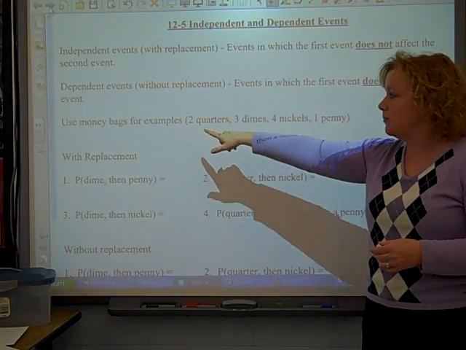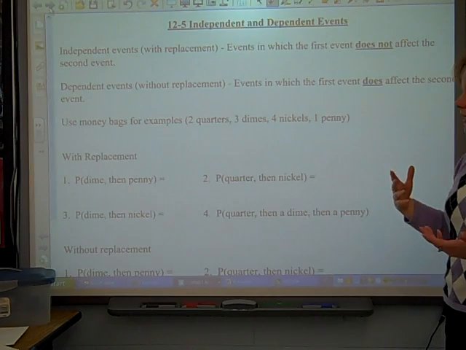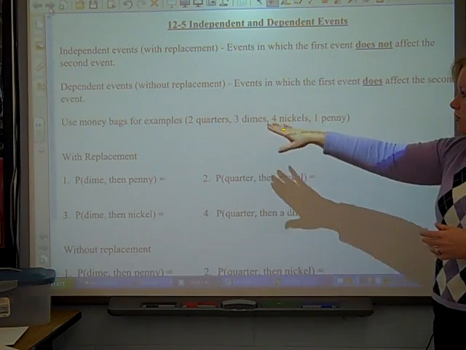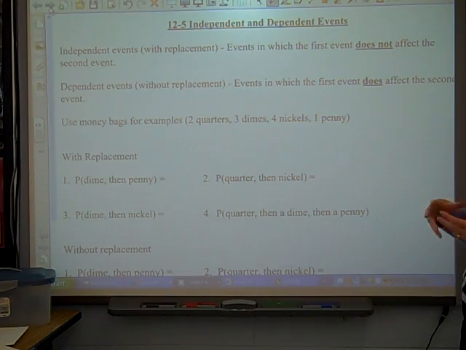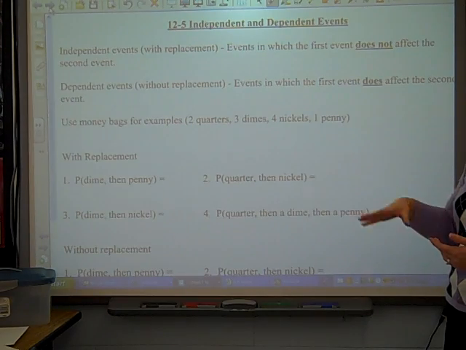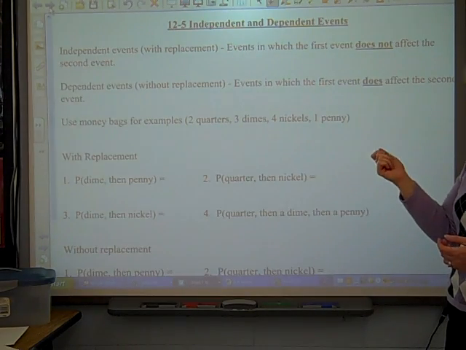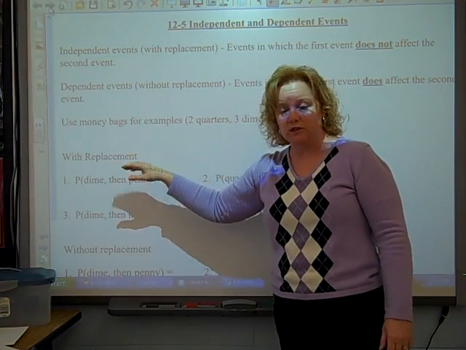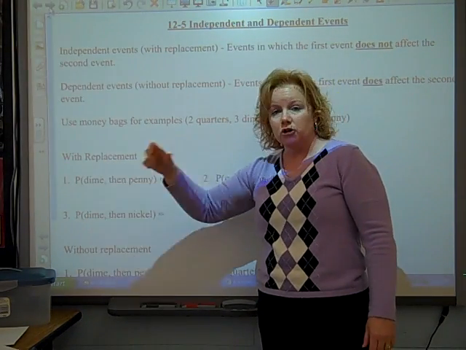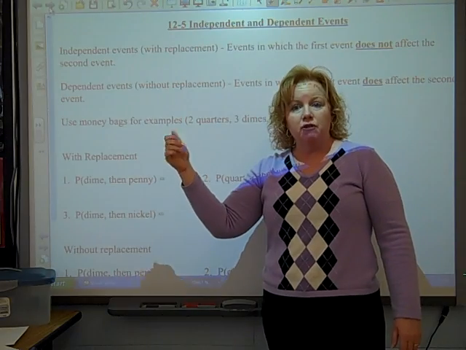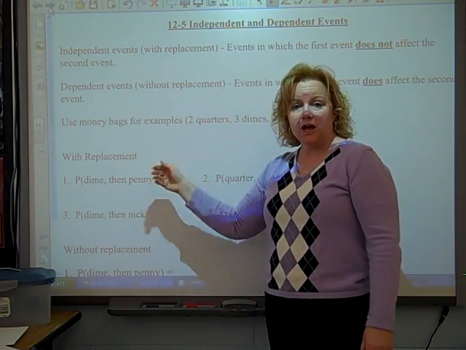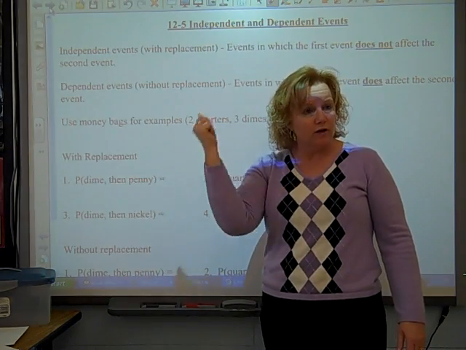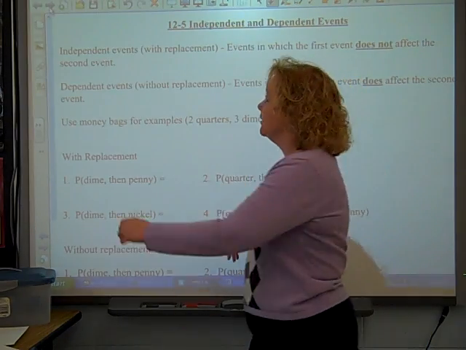Okay, so for example, we're using a money bag. We have 2 quarters, 3 dimes, 4 nickels, and 1 penny in a bag. They want to know what is the probability of drawing out a dime and then a penny. Now notice here it says with replacement. So what that means is they're going to pull a dime out, but then when they go to draw the second time, they're going to put the dime back in before they do the second drawing. Okay, so let me show you.